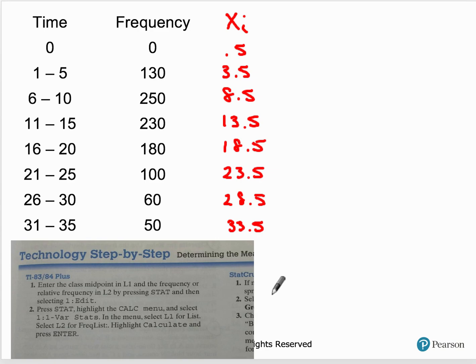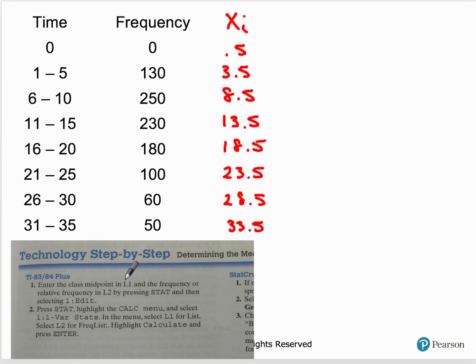Okay, so now we are going to enter the midpoints in list 1, L1. I'm just going down my list, entering these: 8.5, 13.5, 18.5, 23.5, 28.5, and 33.5.